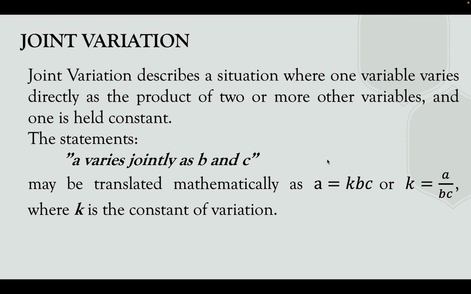The statement A varies jointly as B and C may be translated as A equals K times B times C, or K equals A over B times C, where K is the constant of variation. Here, the variables can be two or more variables in joint variation. You can include 3, 4, and so on.